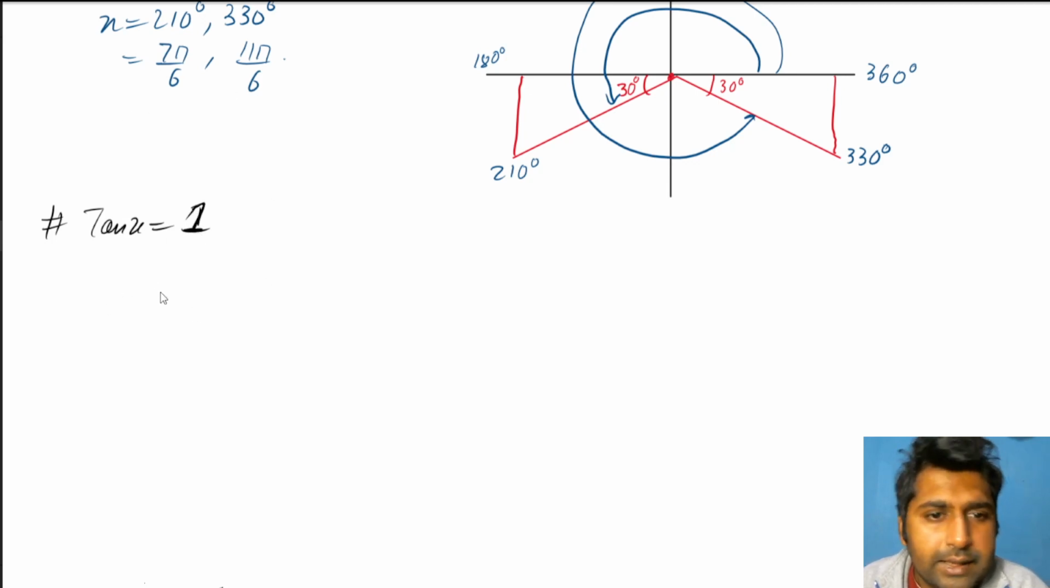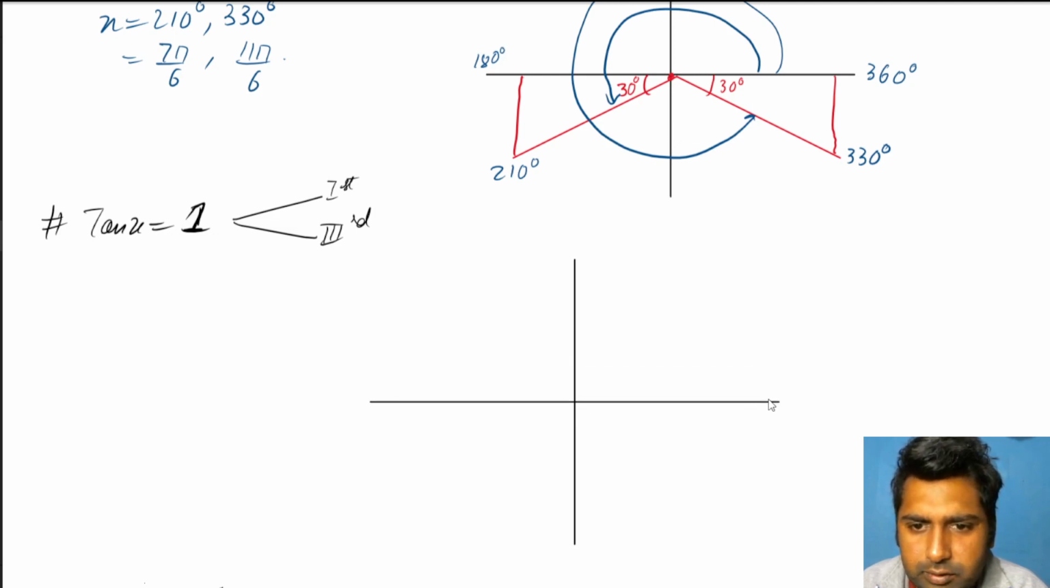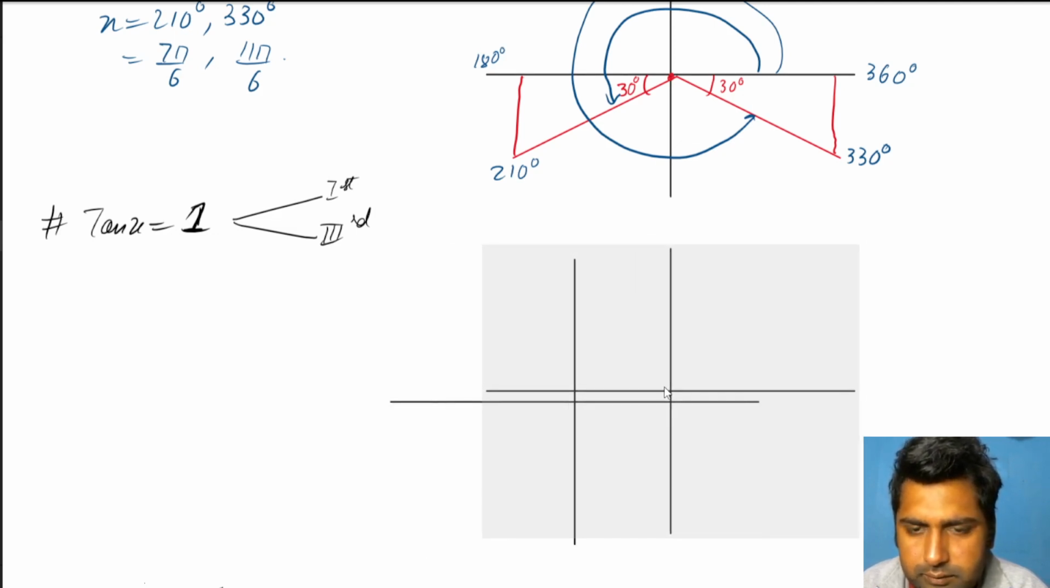So we know that tan x is 1 when the angle is 45 degree, a basic angle that you should know. But tan is positive in first and third quadrant. So basically we have to make the basic triangles in first and third quadrant.